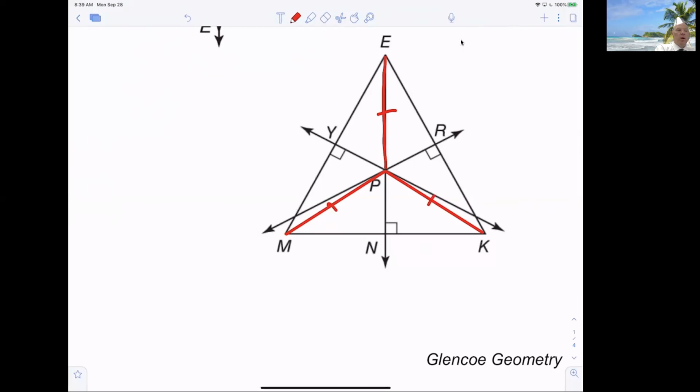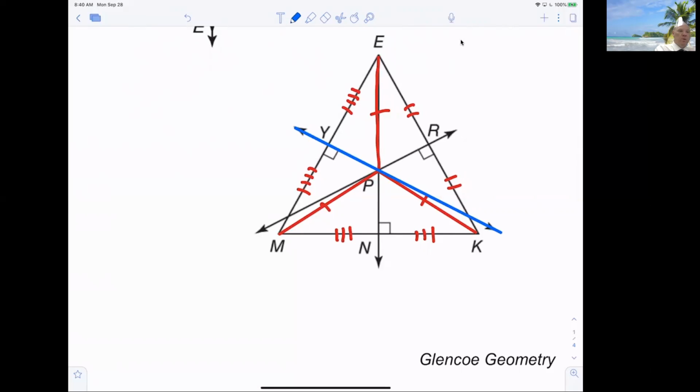What's true about ER and RK? They are congruent also. What's true about MN and NK? They are congruent. And what's true about EY and YM? They are congruent. And then we know the right angles. So now hopefully someone was listening to the last question. Does this perpendicular bisector have to go through the vertex? No. Can it go through the vertex? Yes. Does it have to? No. That's something very important.